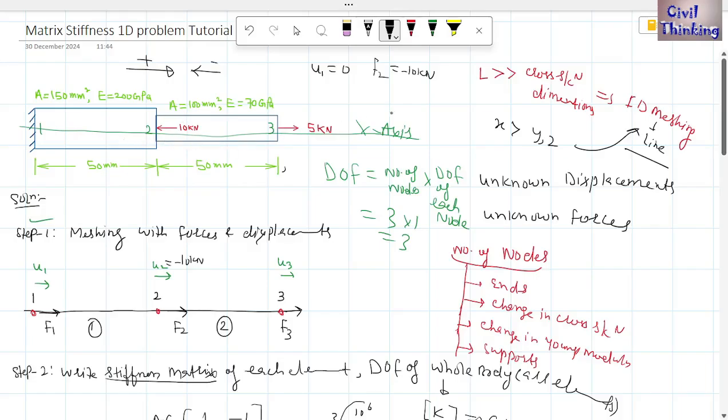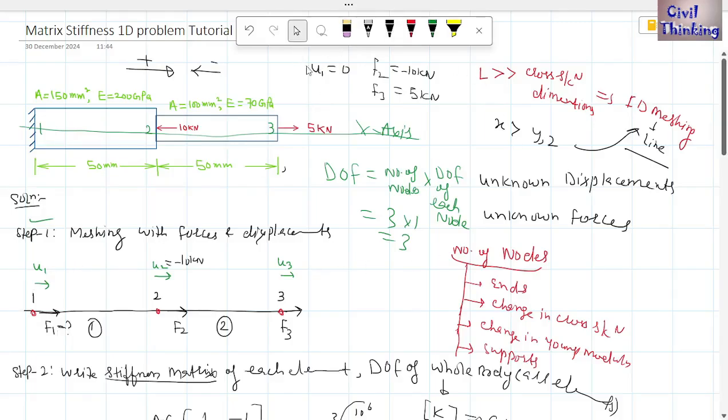Similarly F3 is 5 kilonewton. What else do we have? We don't know F1, okay? But U1 is 0. So these are our end conditions, right?